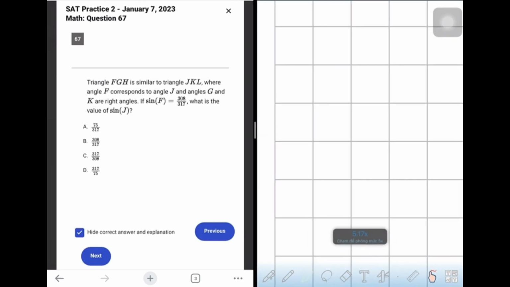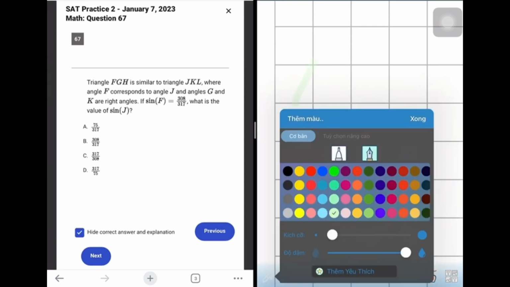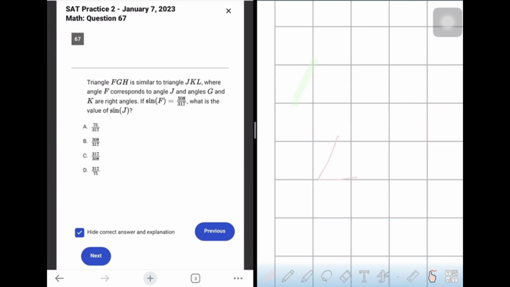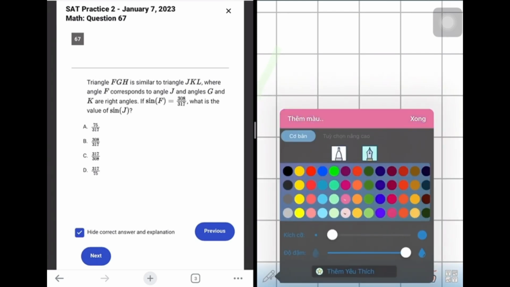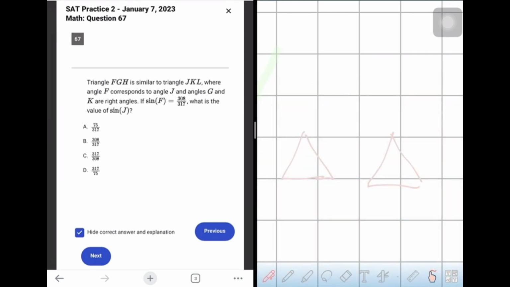Okay, it said that the triangle F3H is similar to triangle JKL, so we will put the letters here, but remember to put them in order.